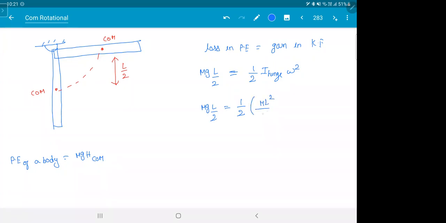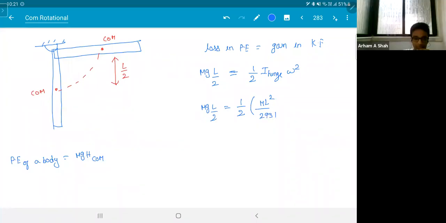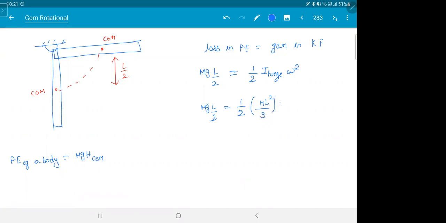What is moment of inertia? ML square by 3. There. So what is omega? Root over 3g by L. That is the omega when it reaches the lowest position.